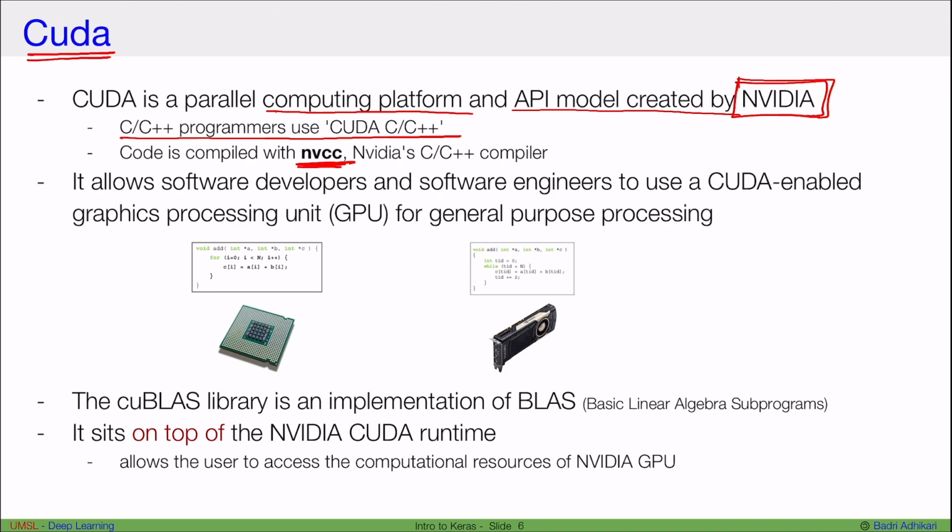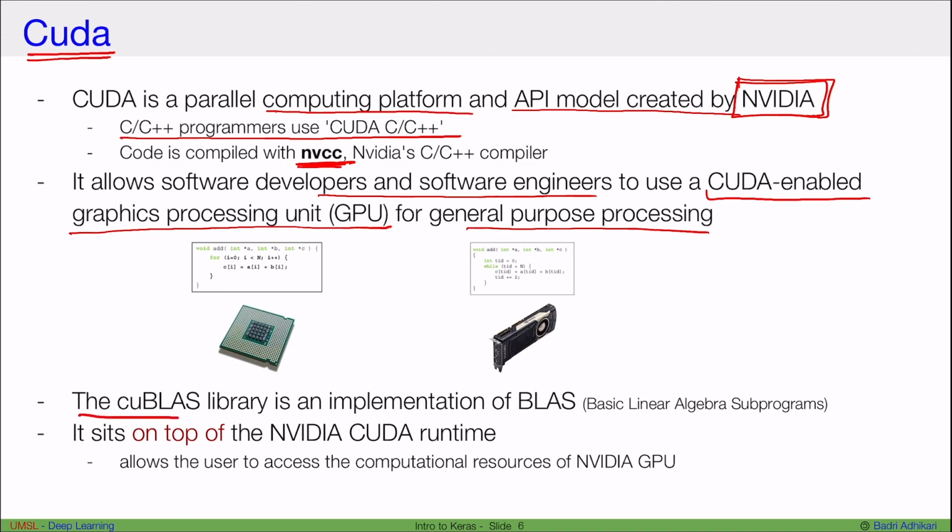Overall, Cuda allows software developers and software engineers to use CUDA-enabled GPUs, graphical processing units, basically GPUs developed by NVIDIA, for general purpose processing. Anything that you want to do, you can do with Cuda, not necessarily machine learning or deep learning.